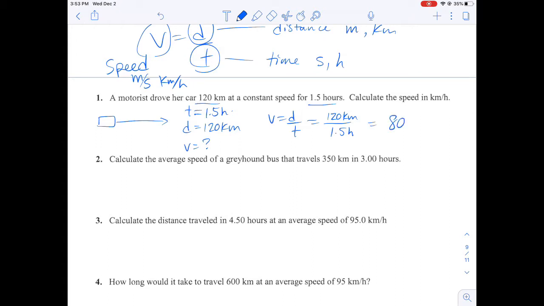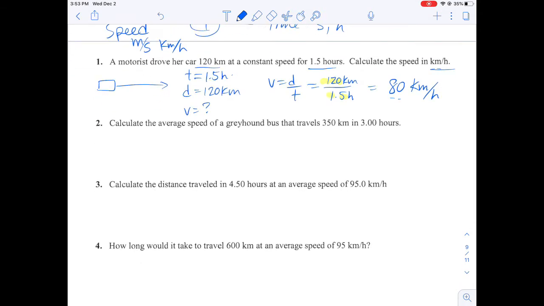Now my calculator says 80, but I want to be cautious that I have the right number of significant digits. So here I've got 2 sig digs and here I've got 3 sig digs. Because this is multiplication or division, I should pick the least number of significant digits in the calculation, which is 2. So this is a good answer. So 80 kilometers per hour. It wanted the answer in kilometers per hour, so we're good.